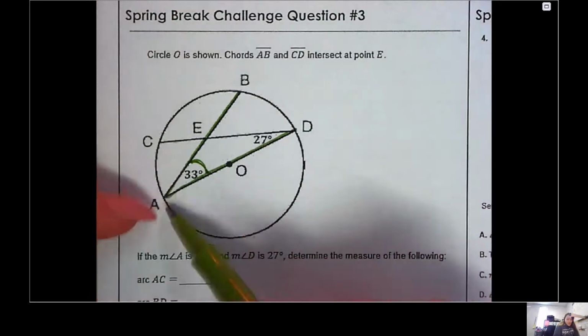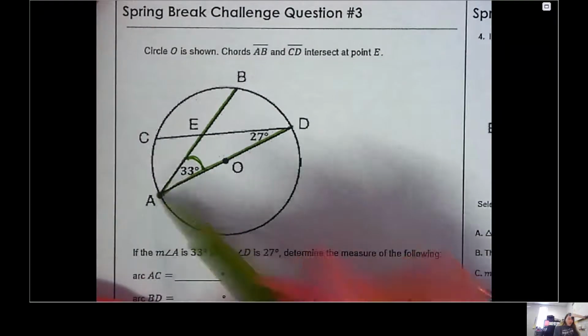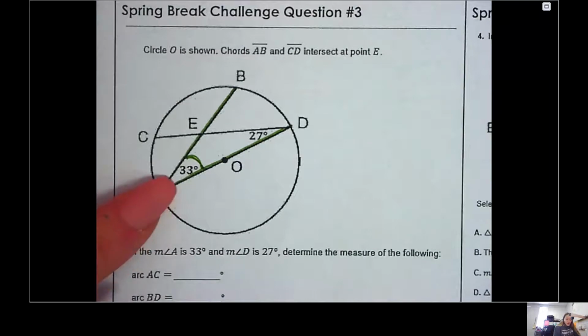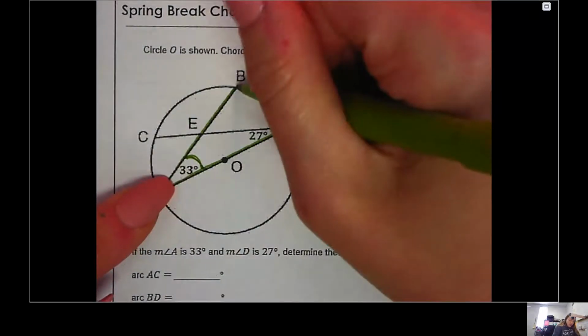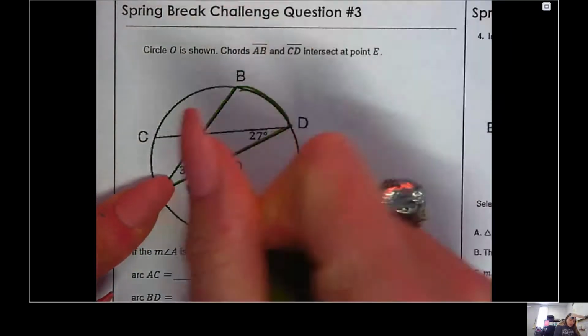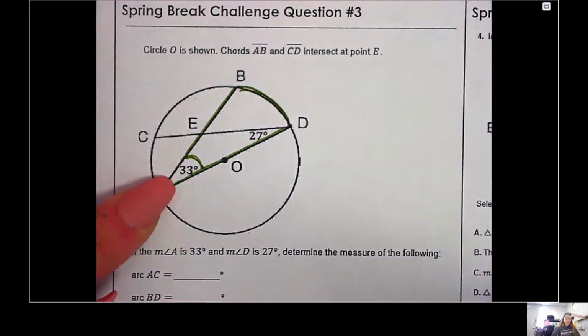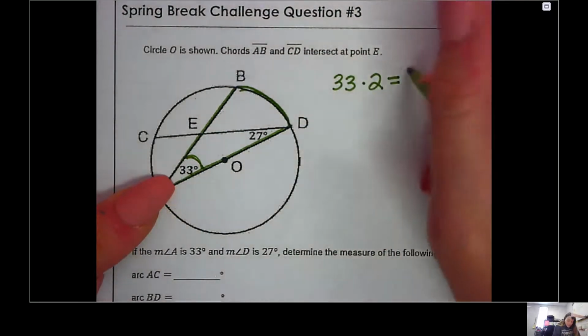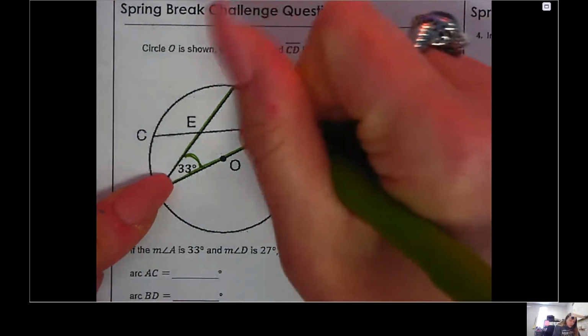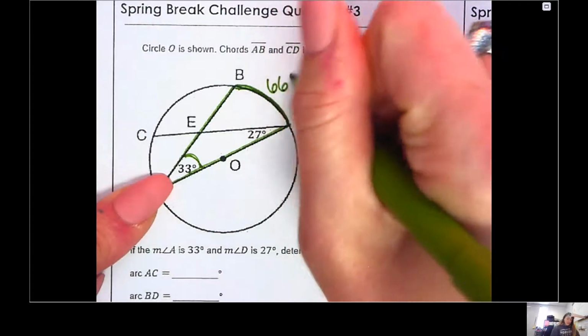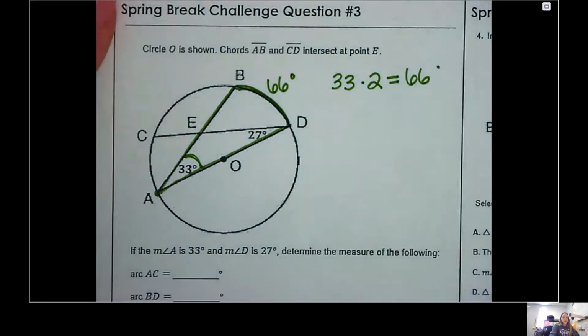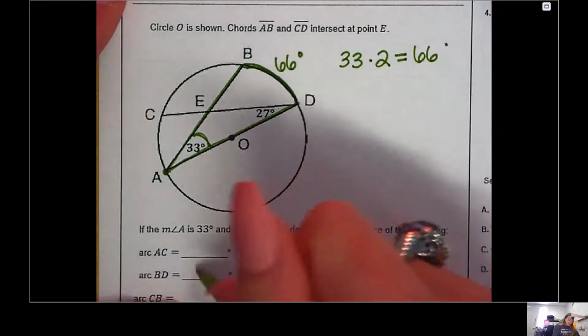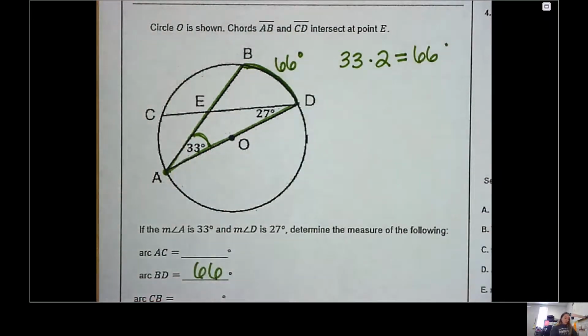I notice that it's coming to the edge of the circle. It's on the circle, which means it's an inscribed angle. So to figure out this arc right here, I'm going to take my angle and double it. So 33 times 2 gives me 66 degrees. So arc BD is 66 degrees, which is one of the arc measures it asks me for. The second angle I see here is CDA.